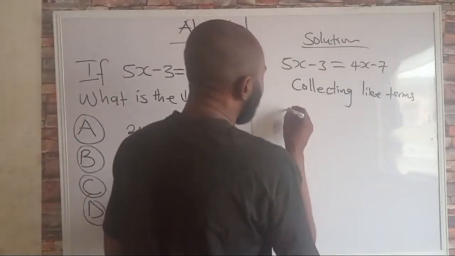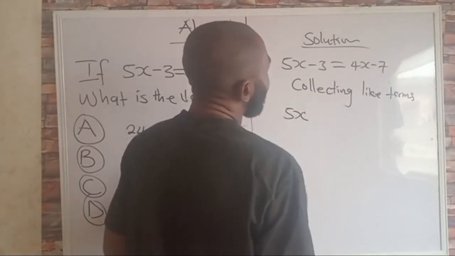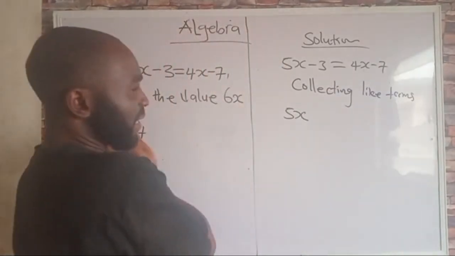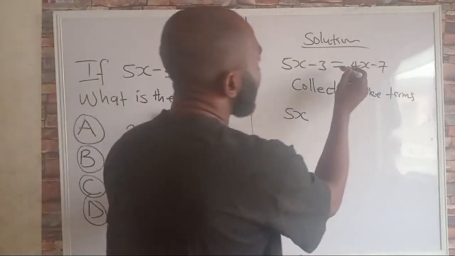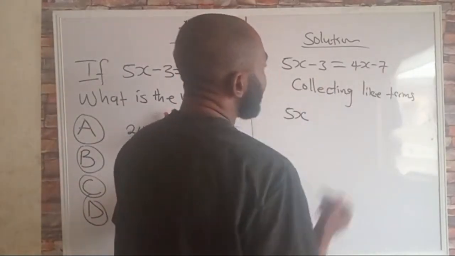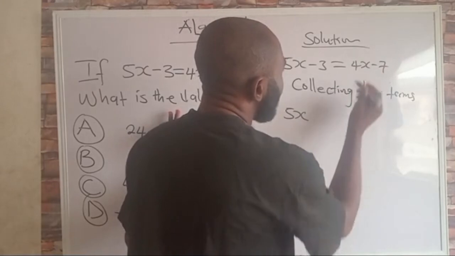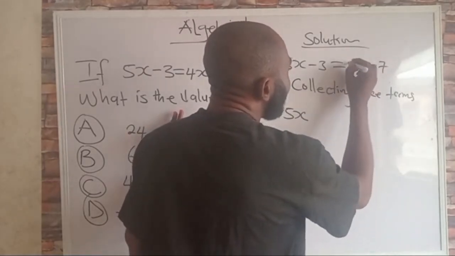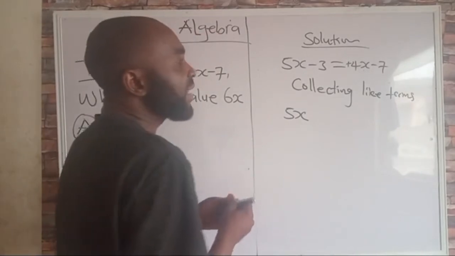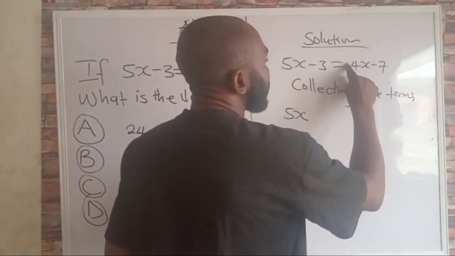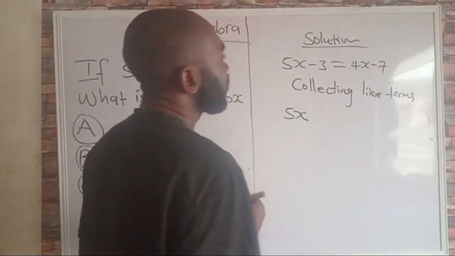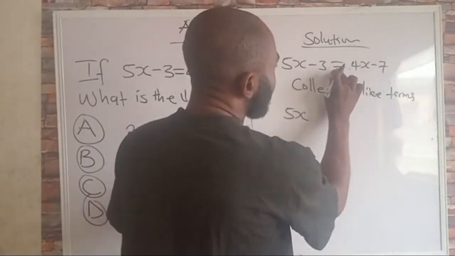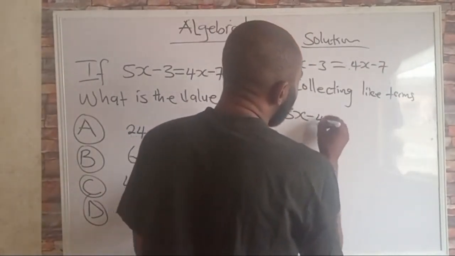So I will now have 5x. Now I'll move this 4x to my left hand side. It will cross this equal sign here. This 4x was having no written sign, which means it is positive, it is plus. Since I'm moving 4x to cross this equal sign, the sign will now change to minus 4x.